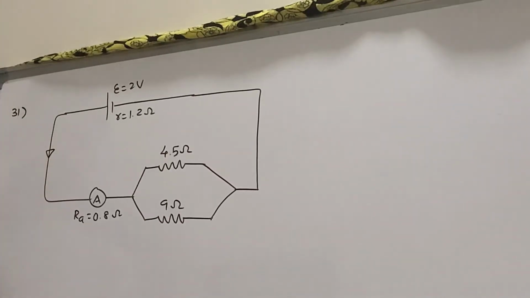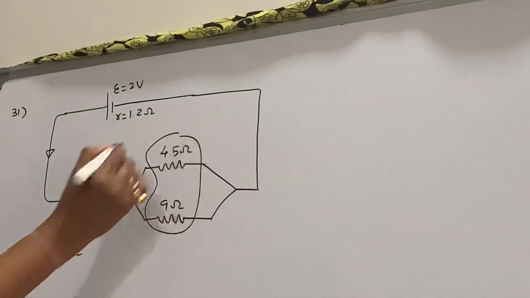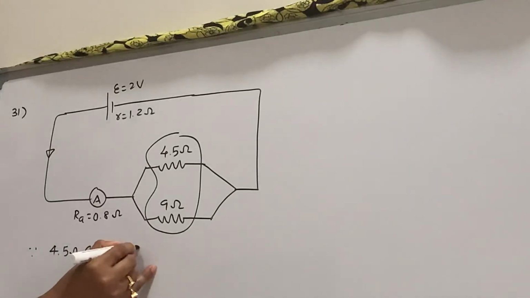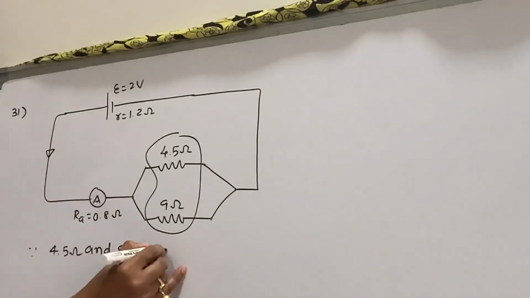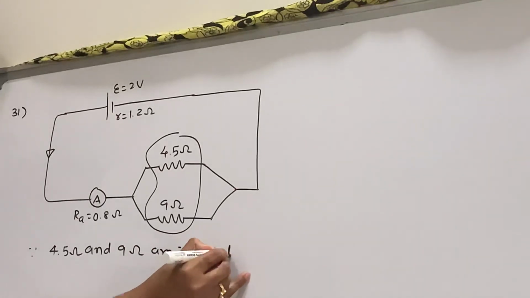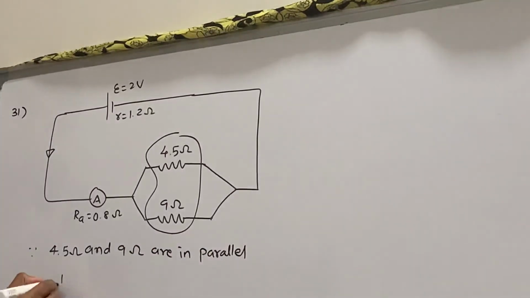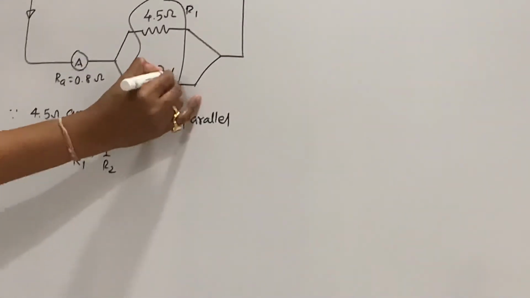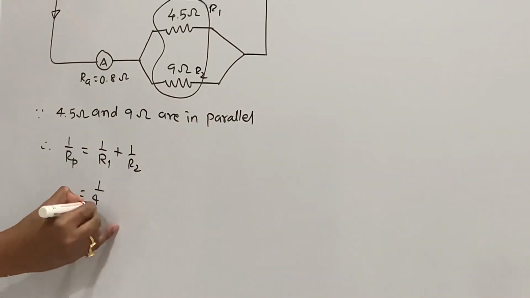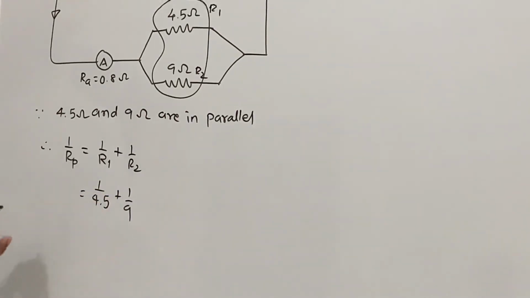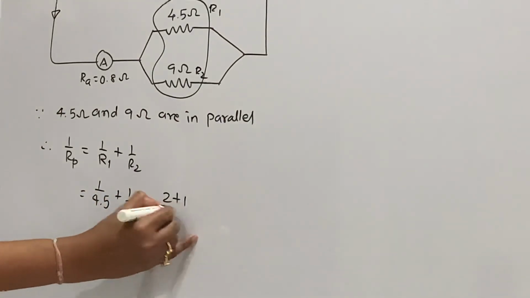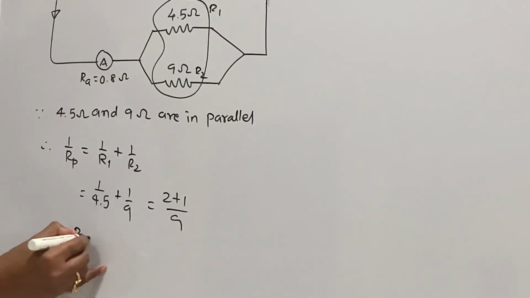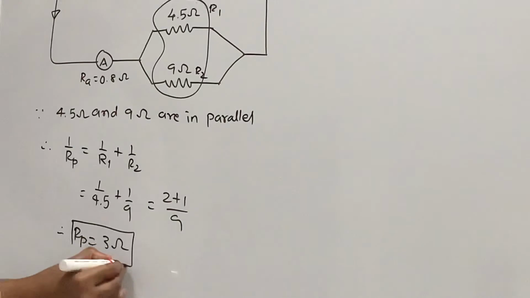They want I. So first of all, I will write here, since 4.5 ohm and 9 ohm are in parallel, I can write 1 by Rp is 1 by R1 plus 1 by R2. This is my R1, this is my R2. So this is 1 upon 4.5 plus 1 by 9. So this comes out to be 2 plus 1 upon 9. So you can write Rp is equal to 3 ohm.